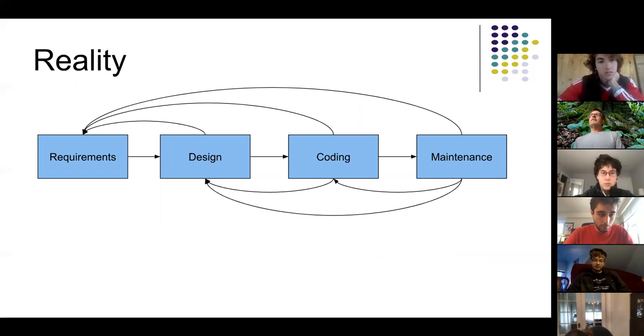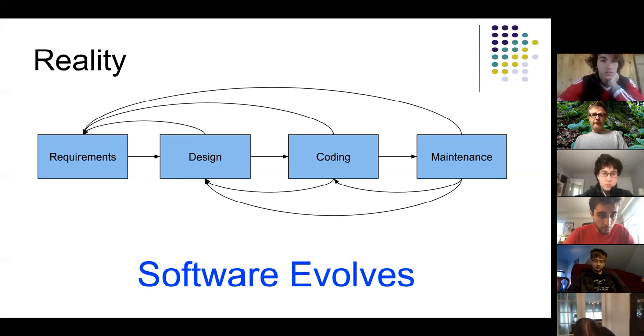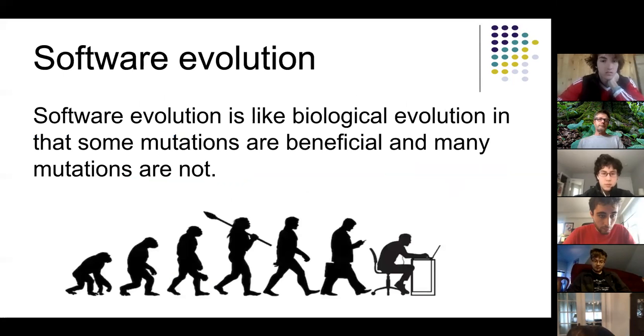And what this does is this is like shuffling the deck of your code, right? Your code just deteriorates over time, literally deteriorates, right? Code doesn't wear out, it deteriorates as we maintain it. So software evolves. Software evolution is like biological evolution in many ways, in that some mutations are beneficial, but frankly, many are not, right?